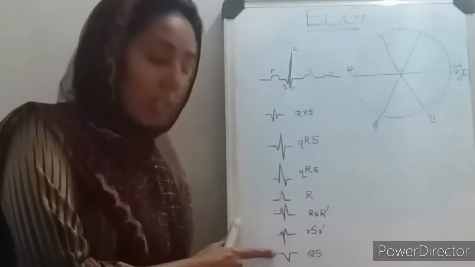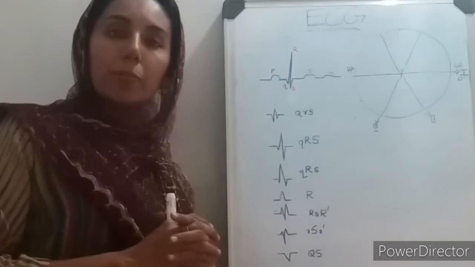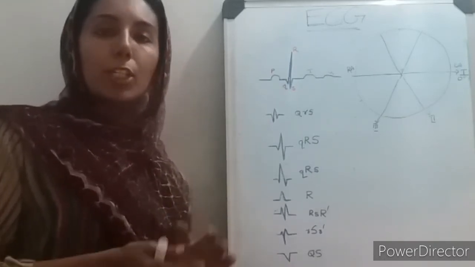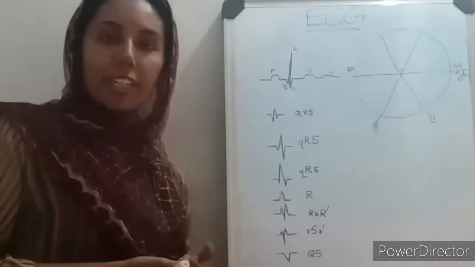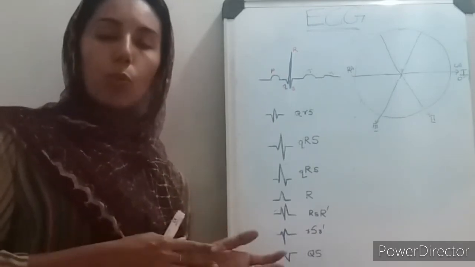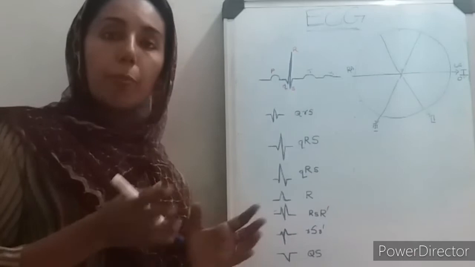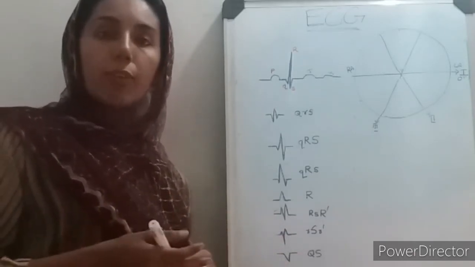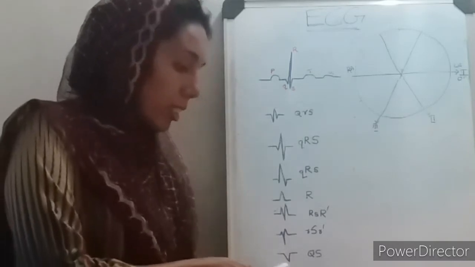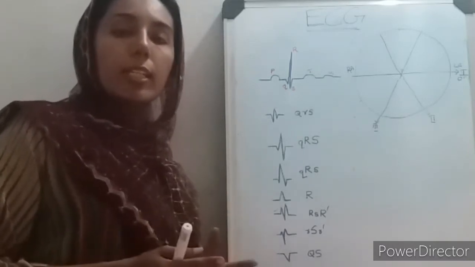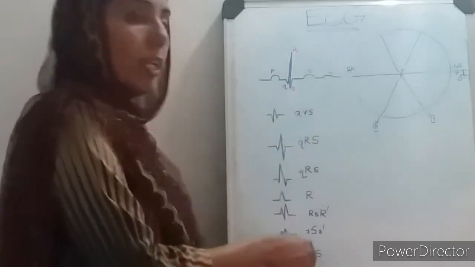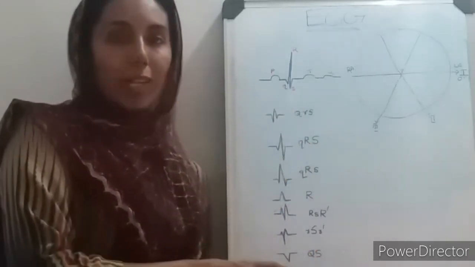So let me ask you, what is this when there is only a negative deflection? Here you cannot differentiate whether it is a Q wave or an S wave, because we need an R wave to say which it is. Any negative deflection before the R wave is taken as a Q wave, and any negative deflection after the R wave is taken as an S wave. Here the deflection comes like this, so it is taken together as a QS complex. So this is in short about the nomenclature of QRS complexes.